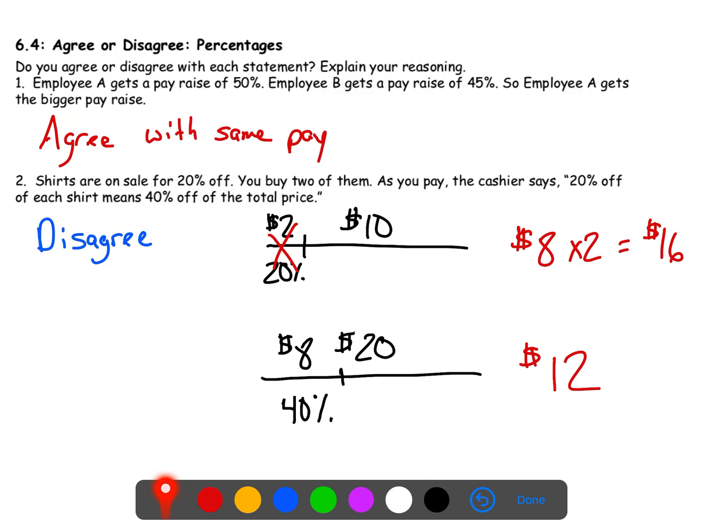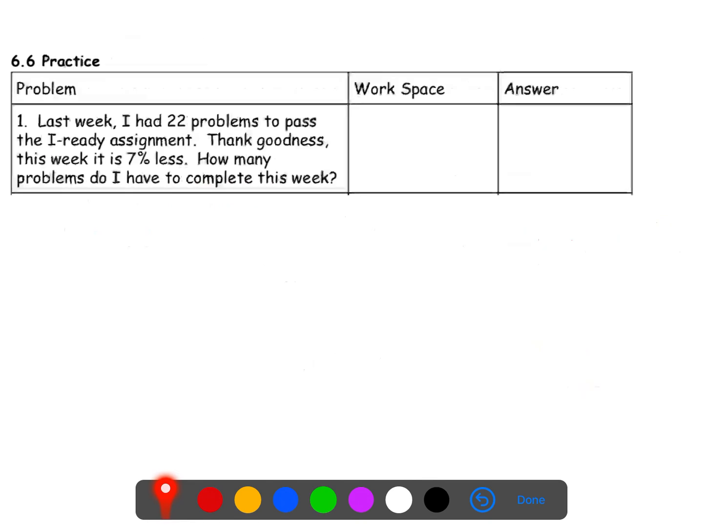Now lastly, we're going to look at one example from the practice, and that's our next question here. It says, last week I had 22 problems to pass the iReady assignment. Thank goodness this week it is 7% less. How many problems do I have to complete this week? So in the workspace, this is where you're going to show how you're calculating that percentage. It's kind of limited for drawing a tape diagram. You can still do that if it helps, but let's try to transition into just calculating now.